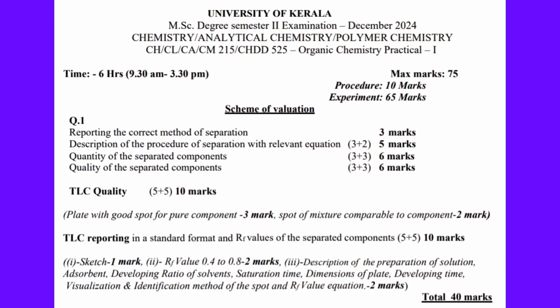Plate with a good spot for the pure component gets 3 marks. Spot of the mixture comparable to the component gets 2 marks. After reporting, you'll need to sketch the TLC plate in your answer sheet. This carries 1 mark. Next, you need to calculate the RF value, which should ideally be between 0.4 and 0.8. This calculation carries 2 marks.